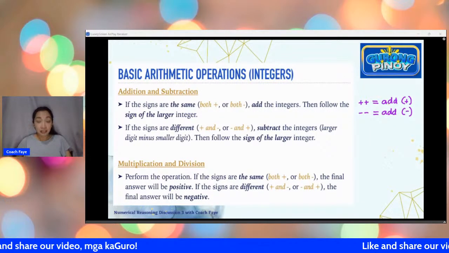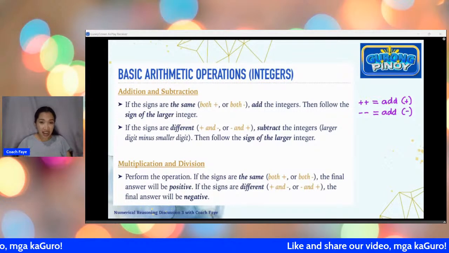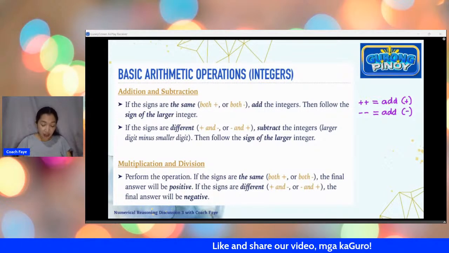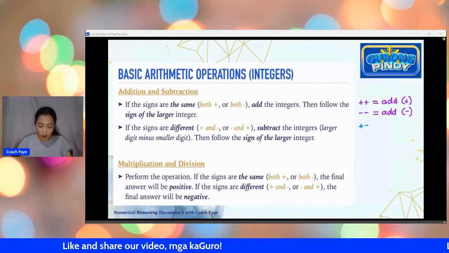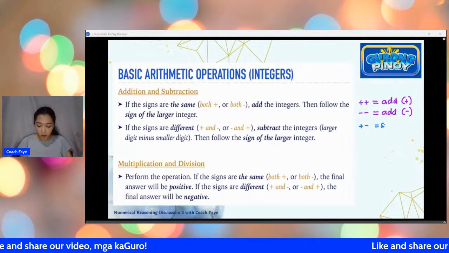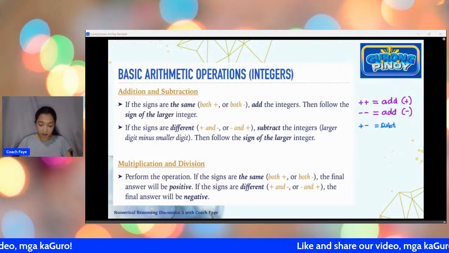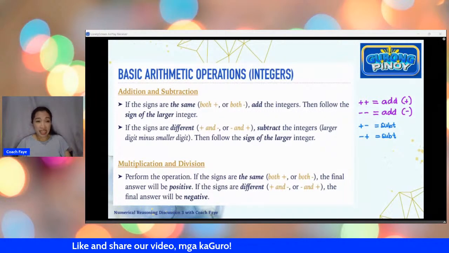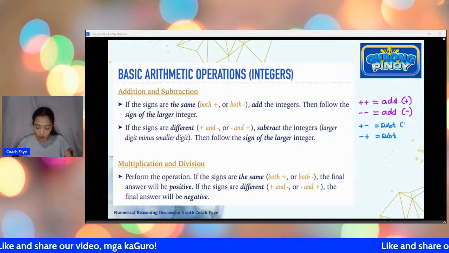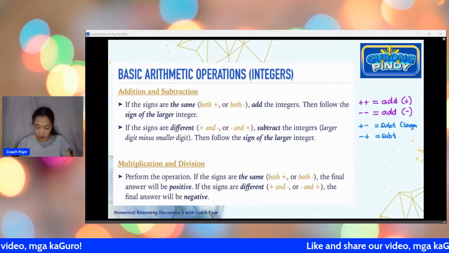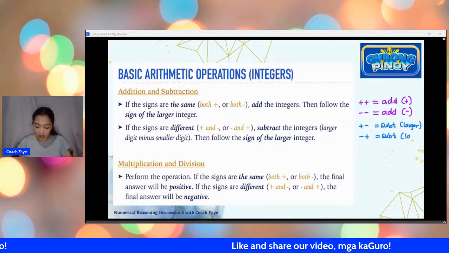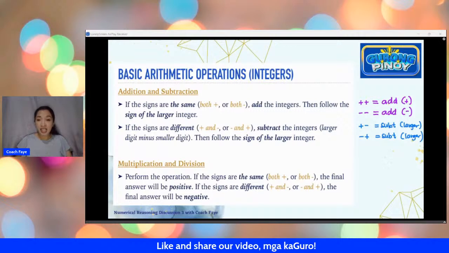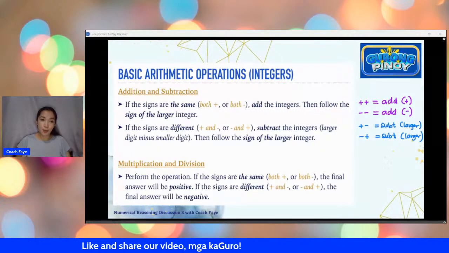Ngayon, if the signs are different, anong gagawin pag magkaiba yung sign? If the signs are different, like plus and minus, you have to subtract. If minus and plus, you have to subtract. Tapos ano yung sign? So, larger number, yun po yung sign na gagamitin natin. Kung sino po yung mas malaki, yun po yung sign na kokopyahin natin.